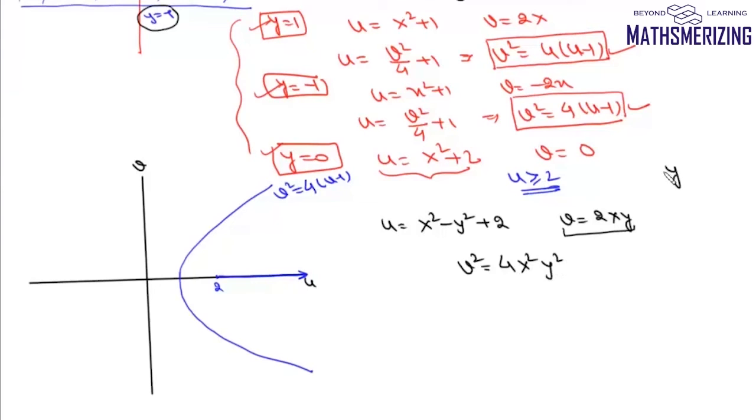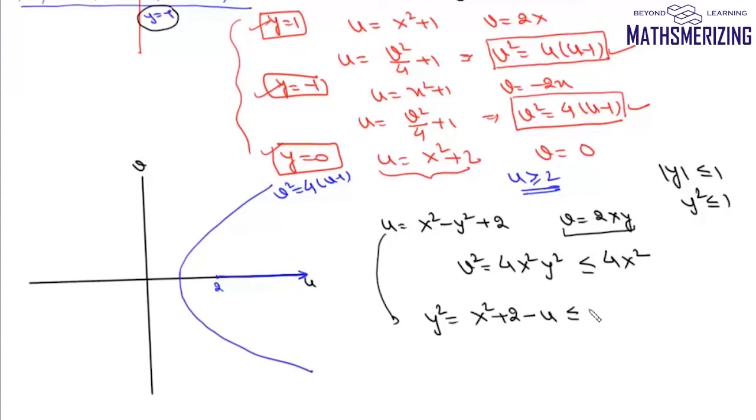Now in the question it says mod of y is less than or equal to 1, which simply means y square is less than or equal to 1. So we can write v square is less than or equal to 4x square. Now from this first equation we can write y square, it is x square plus 2 minus u, and again it is less than or equal to 1. So from here we'll write x square is less than or equal to u minus 1.